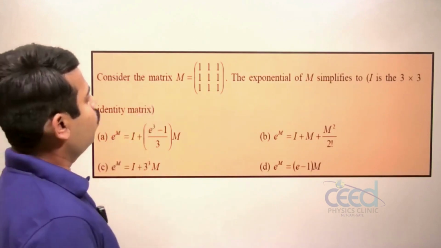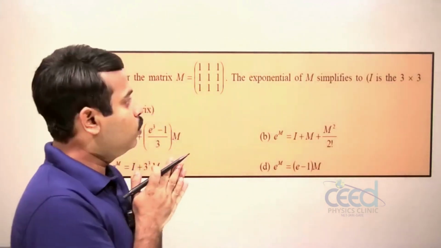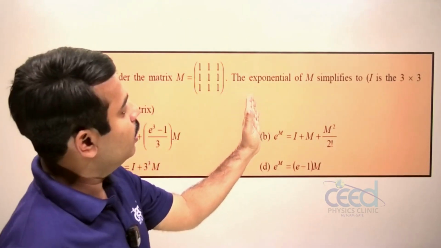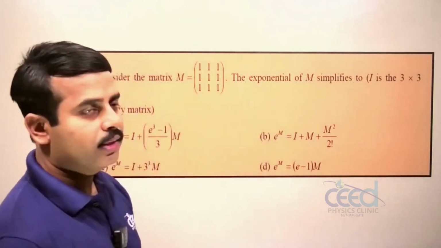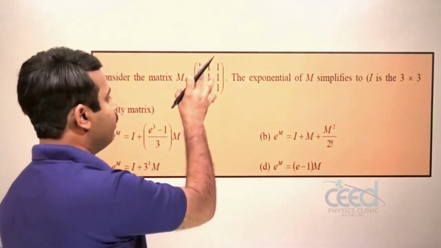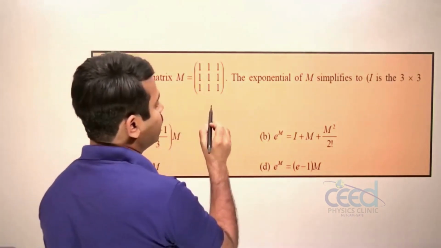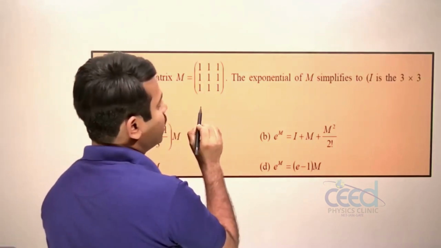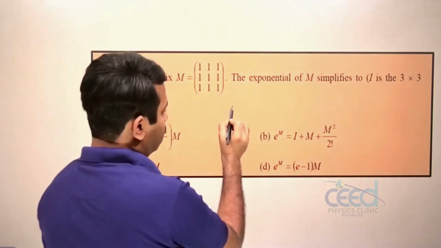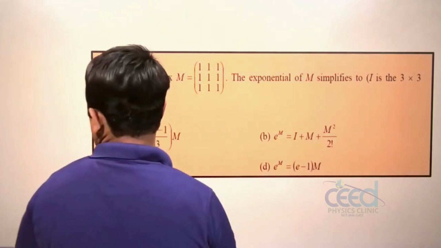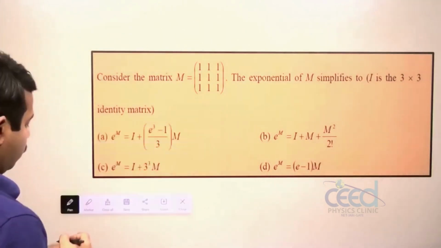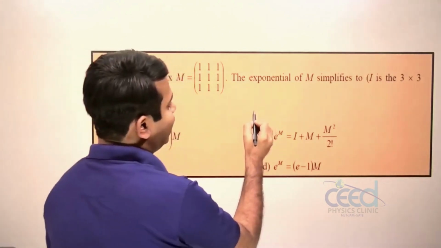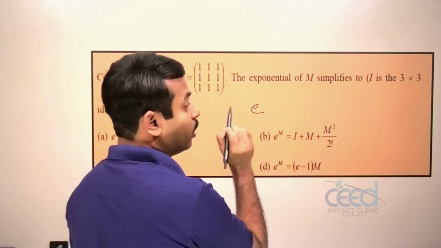Consider the matrix M. All the elements are equal to 1. The exponential of M. Right. So we already studied, for an n by n matrix, what e raised to A is equal to, for any order matrix.